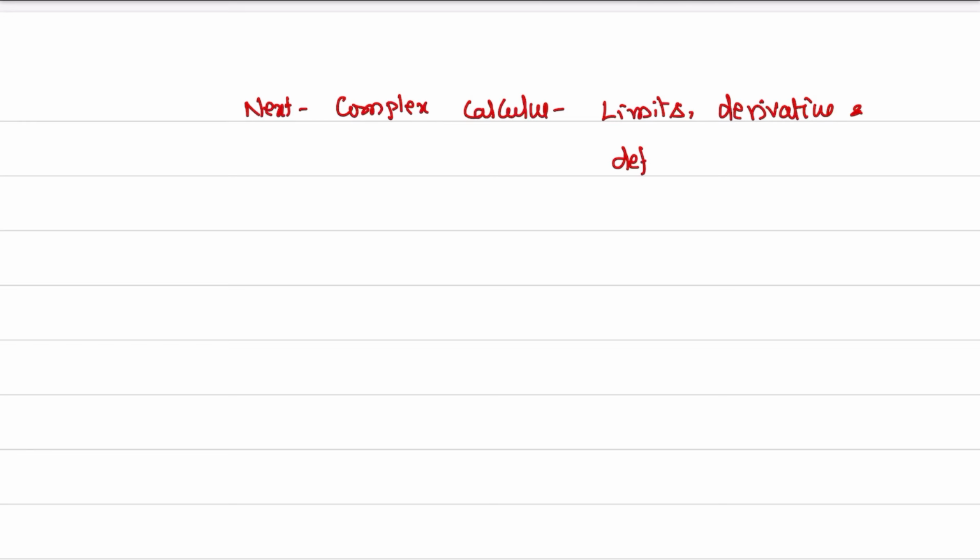Now we will be going for types of limits first. We will define the limit in the next class. Next class, complex calculus, that is limits, derivatives of complex functions, and defining different types of functions. Now next comes, after differentiation we will go for integration, then you will see the wonders of the complex number.